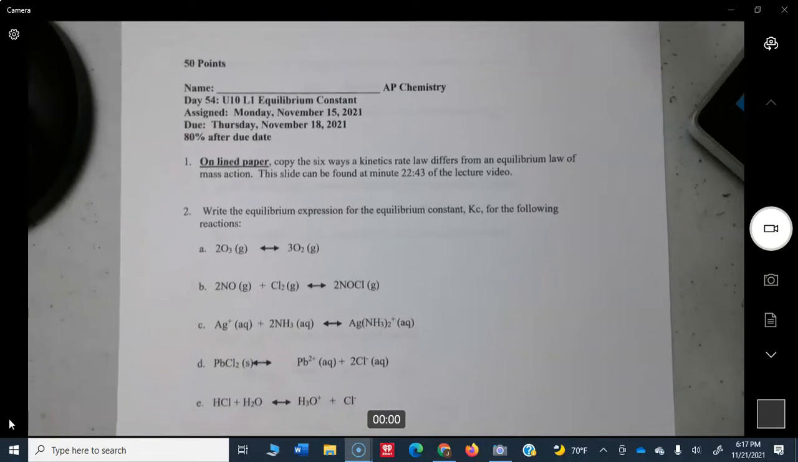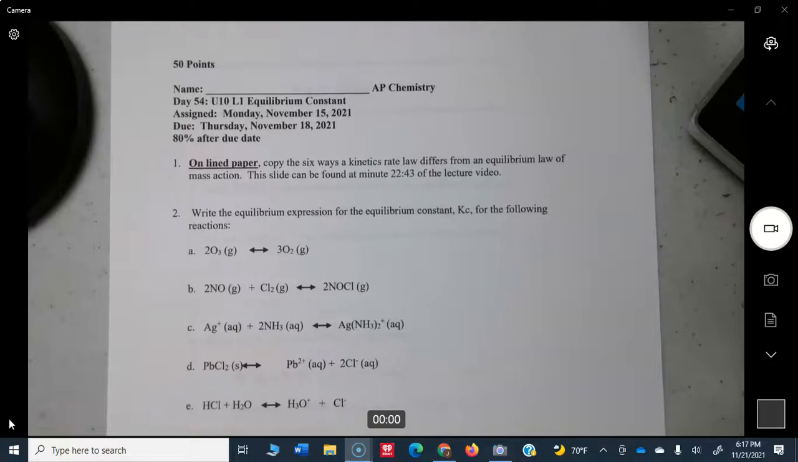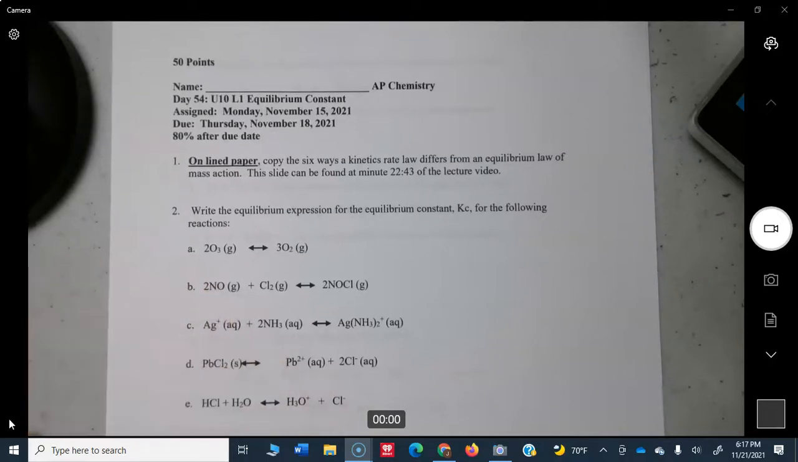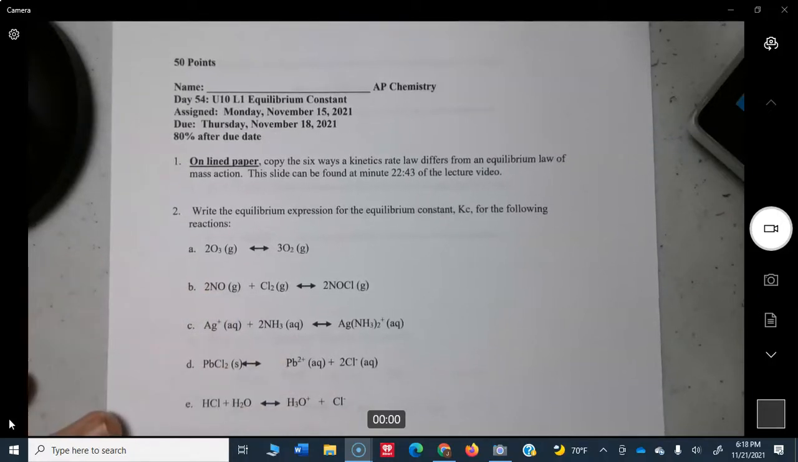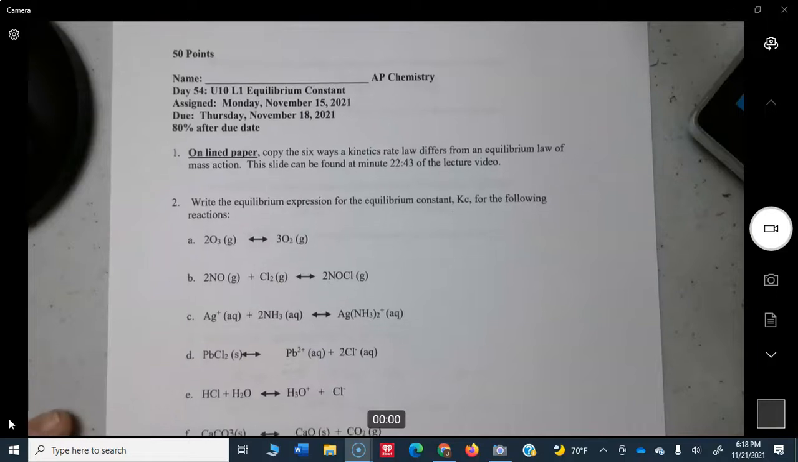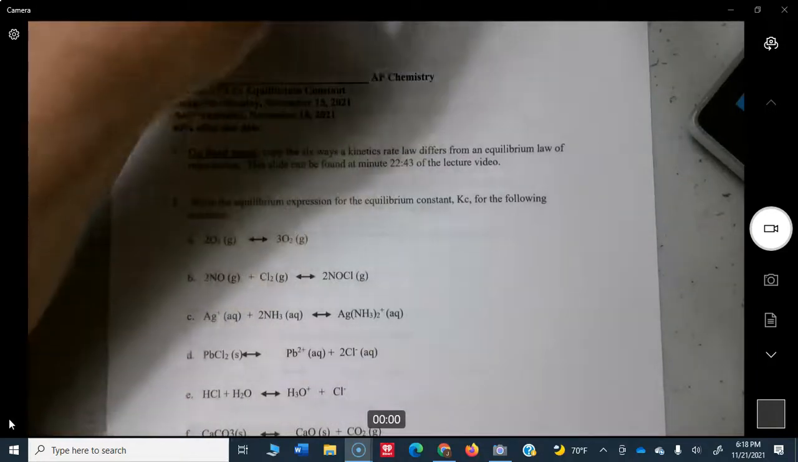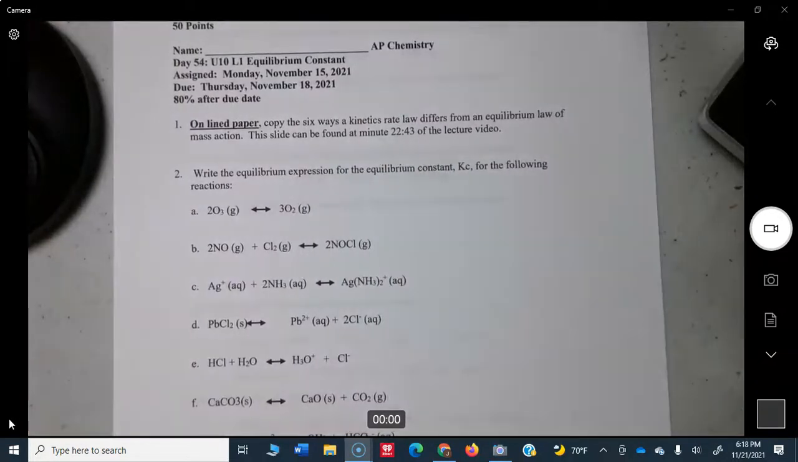All right. So on line paper, copy the 6 ways a kinetic rate law differs from an equilibrium law of mass action. The slide can be found at minute 22:43 of the lecture video. So go ahead and do that on line paper. Part of this assignment you can do on this sheet, and part on line paper. You'll be required to do on line paper. Do the whole thing on line paper if you'd like, but you'd have to copy down these reactions. Okay, so go ahead and do question 1, question 2.